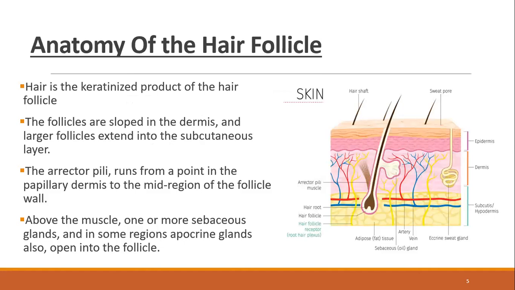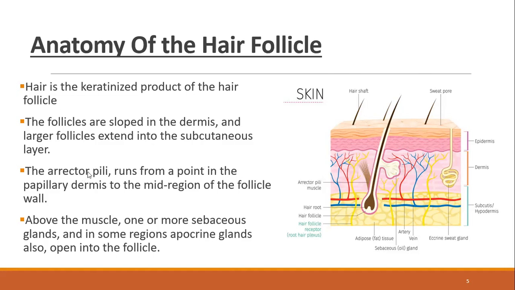Then the anatomy of the hair follicle, which is our main topic. Here is the keratinized product of the hair follicle. The follicles are sloped in the dermis. You can see that the follicles are not coming out straight, but they are always coming out of the surface at an angle. So they are sloped in the dermis, and the larger follicles extend into the subcutaneous layer. Here in this picture, you can see the bulb of this hair follicle lies in the subcutaneous tissue.